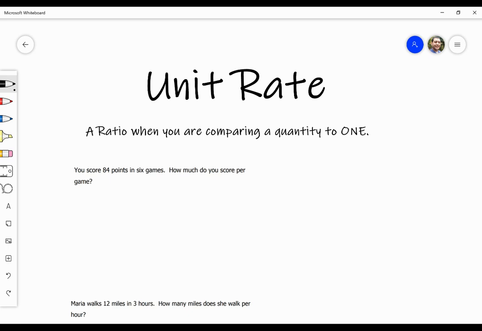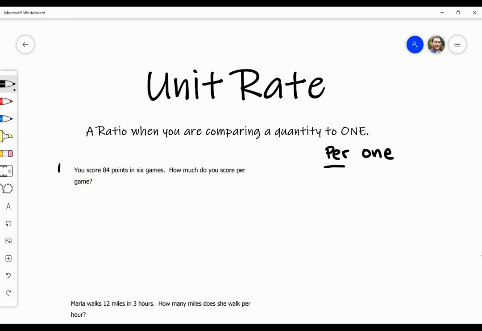Hello, today I'm going to be talking about what a unit rate is and how we can find one from a ratio. A unit rate is a ratio when you're comparing a quantity to one of something, or per one is another way of saying that. The word per means for every one. So if you have 2 pieces of candy per student, that would be 2 for every one.